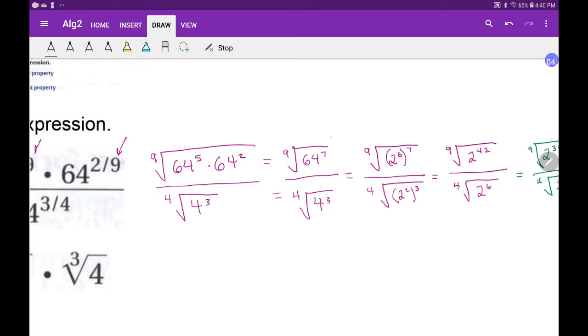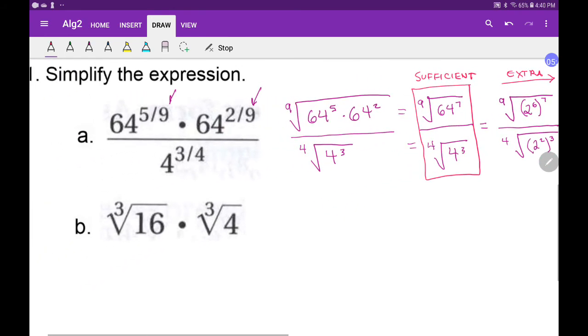Am I happy if you saw this much? Yes. This is sufficient right here. But if you wanted to keep going, this is extra. All right. So anyway, we can keep going with our rules. So I'm sorry. That's probably just overdoing it to a ridiculous degree.